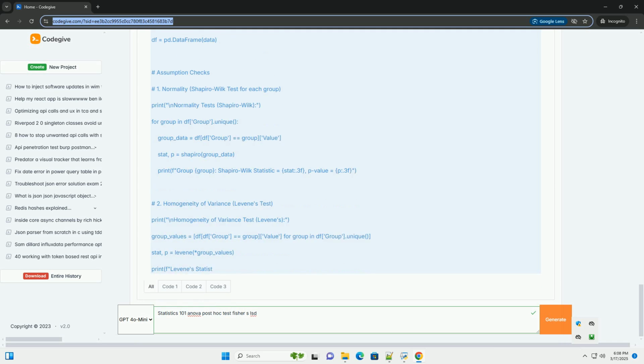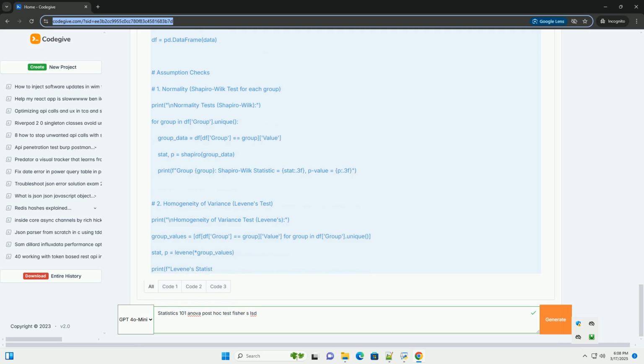Factor, independent variable: the categorical variable you're manipulating or grouping your data by. Example: type of fertilizer, teaching method, drug dosage. Levels: the different categories or values of the factor. Example: fertilizer A, fertilizer B, fertilizer C; method 1, method 2, method 3; dosage 0 mg, 50 mg, 100 mg. Dependent variable: the continuous variable you're measuring. Example: crop yield, test scores, blood pressure.